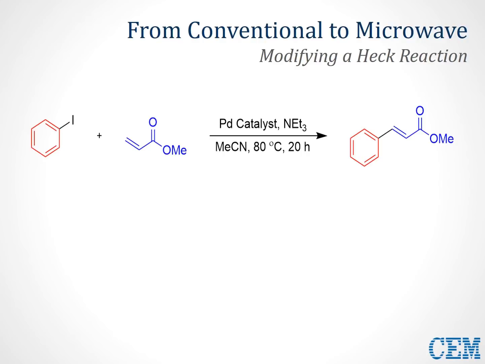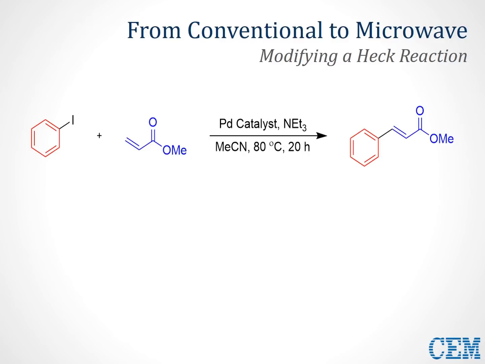So to demonstrate the modification of a conventionally heated transformation to microwave heating, let's look at this Heck reaction with iodobenzene and methyl acrylate. Under conventional heating protocols, the transformation is limited to 80 degrees Celsius, the boiling point of acetonitrile, and it takes about 20 hours for completion. Just not exactly ideal for the time-constricted undergraduate laboratory course.